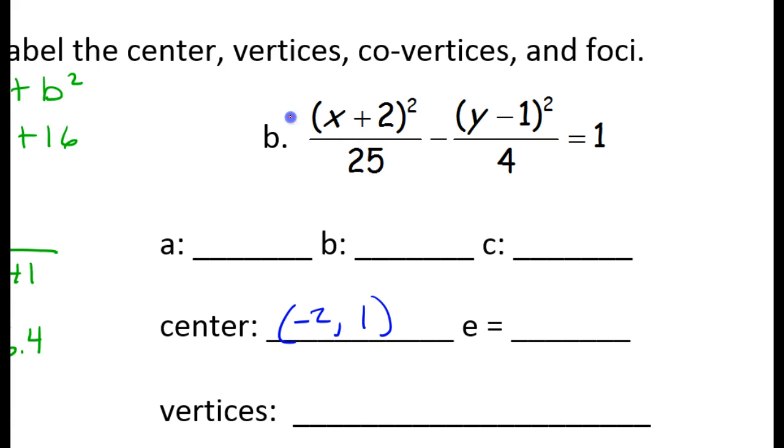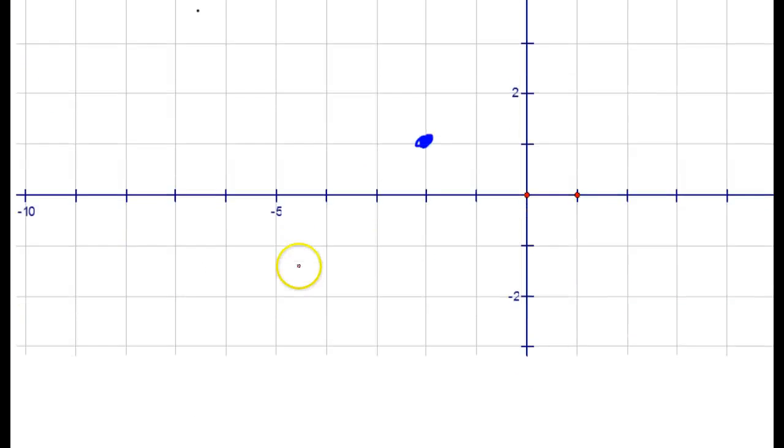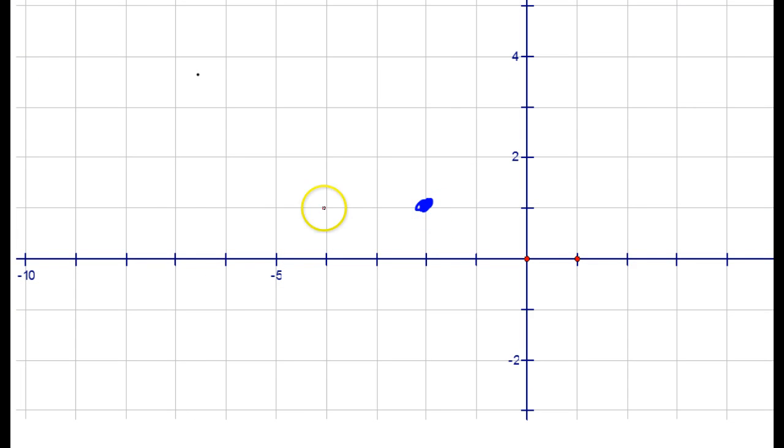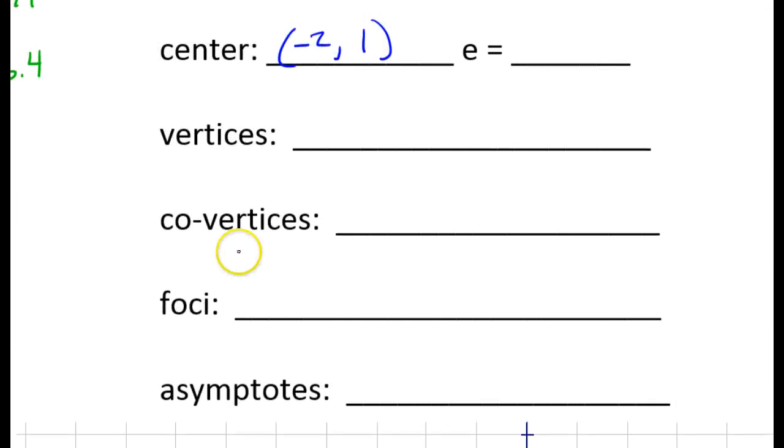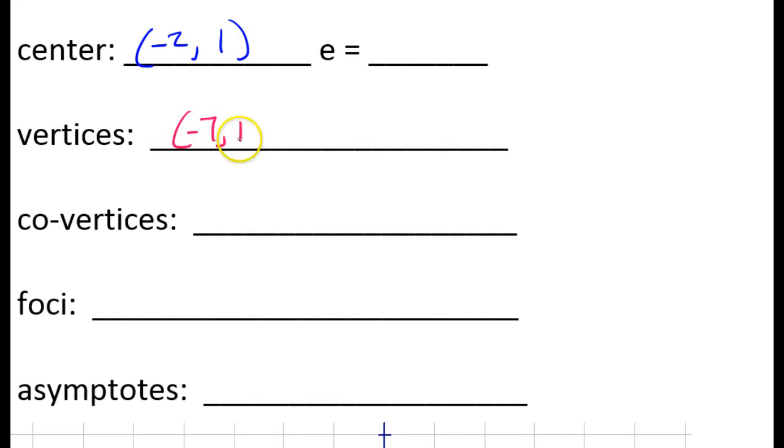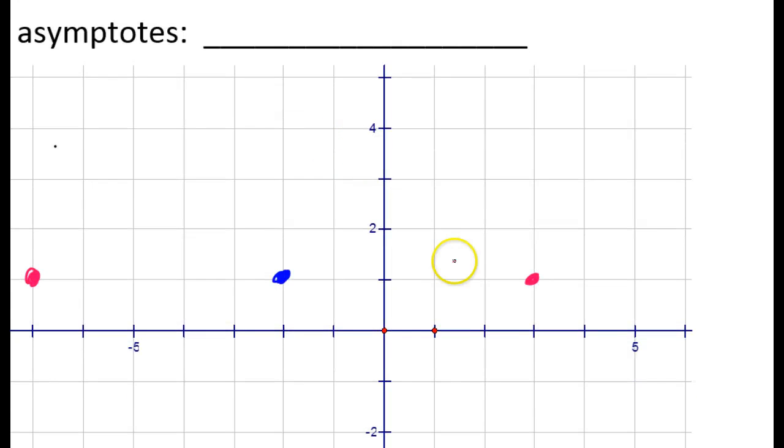The first denominator, the positive denominator, is always a squared. That means a is 5. This 25 is the denominator of the x term, so I will do plus and minus 5 in the x direction. If I come down here, I will go 5 to the left, vertex. I will go 5 to the right, vertex. So this vertex is -7, 1, and this vertex is 3, 1.